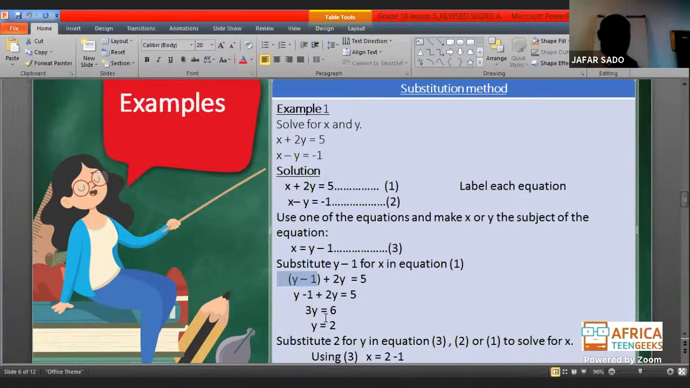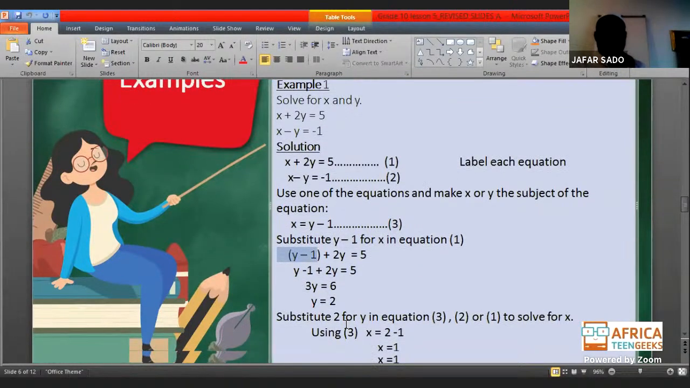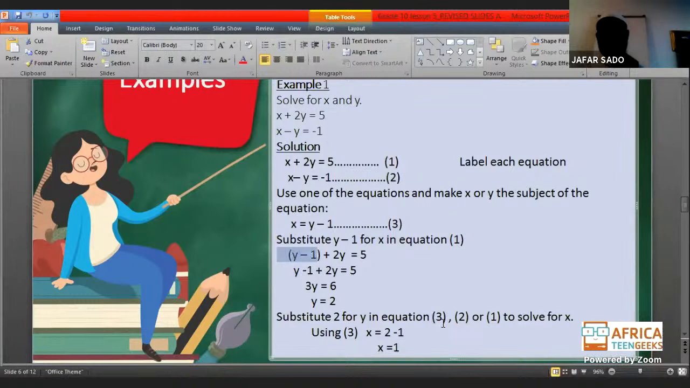substitute that value, we substitute the 2 for y in any of the 3. You have to use equation 3 because it's already set to use. We already had it as x equals to y minus 1 because now we want to find x. We already had y. So it's easier to use equation 3, right? So using equation 3, substitute 2. Even though we can also use equation 1 or equation 2, equation 3 is easier because it's already been made the subject of the formula.